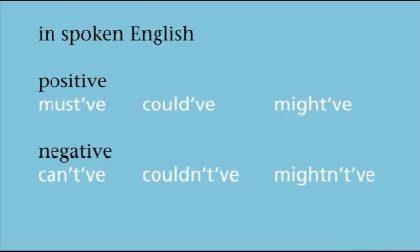In spoken English, we put the verb and have together in short forms. Must have, could have, might have. For negatives, we put the modal and not and have all together. Can't have, couldn't have, mightn't have.